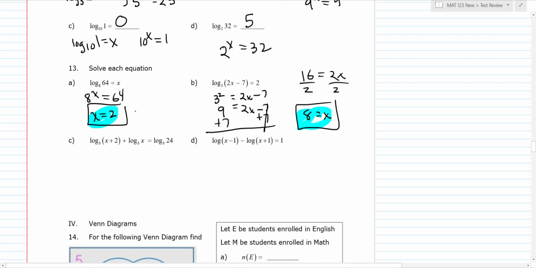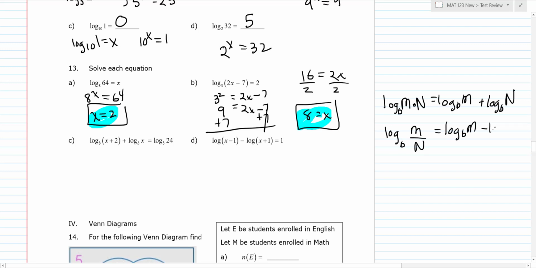Okay, next one you got to use log properties on. You have to remember a couple of things. We have log base b of m times n is equal to the log base b of m plus the log base b of n. The other property you want to know is the log base b of m over n. You subtract the logs. So you say log base b of m minus log base b of n.